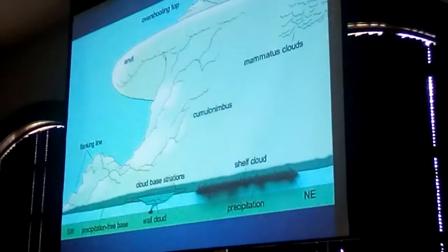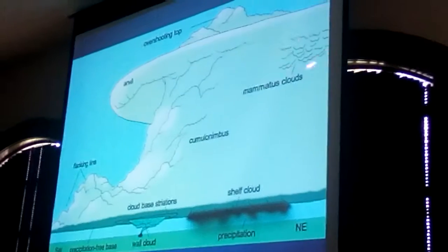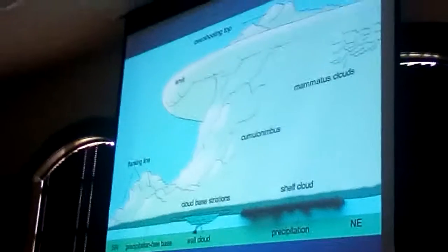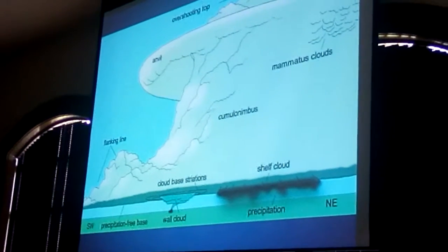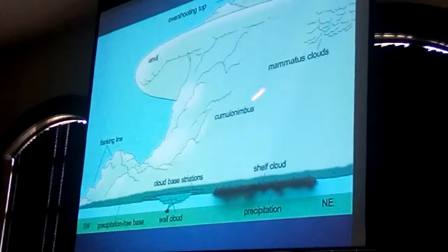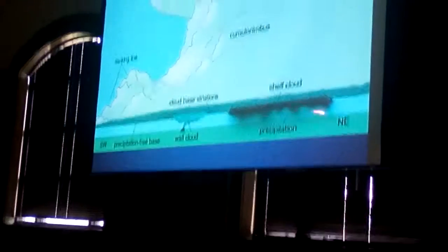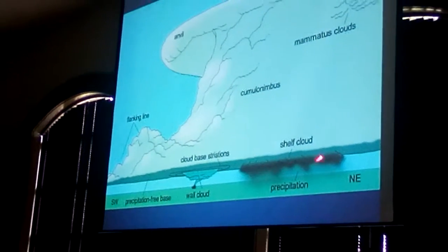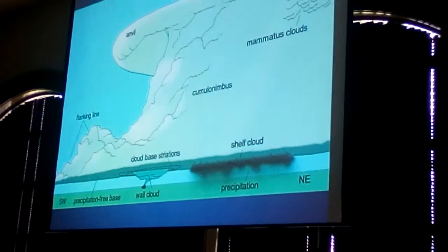Okay. Here's just another cartoon example. Overshooting top, anvil. I didn't talk about mammatus clouds. There's a certain cloud pattern where you get these little dips at the base of the anvil, almost like little cups coming down, and those are called mammatus clouds. Here, the cumulonimbus, the wall cloud, the tornado, the rain on the right-hand side, the storm moving from left to right, and a little bit of a shelf cloud, again, where the outflow is pushing away from this supercell storm. Okay? All right, so here's a real example.